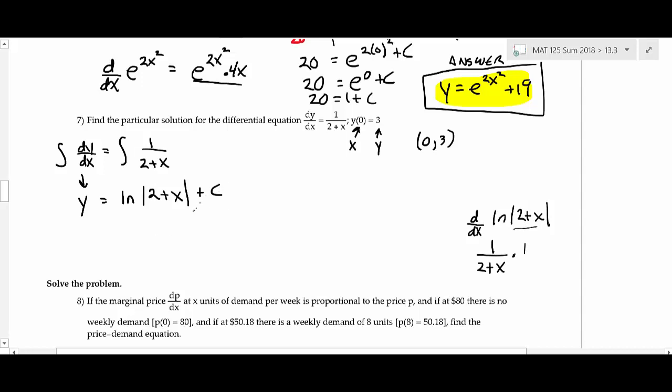So this is your general solution. So you got your general solution. Step 2 is just plug in. Okay, you have x is 0. That goes there. You have y is 3. That goes there.